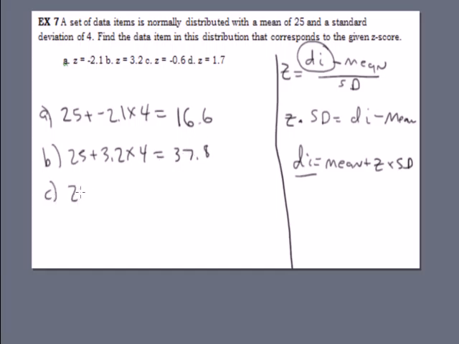C, 0.6 standard deviations below the mean should work out to be 22.6, and D, 25 plus 1.7 times 4 should give me 25 plus 6.8, which is 31.8 or so.